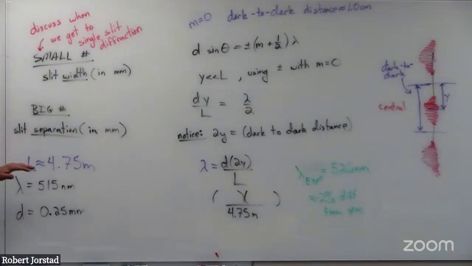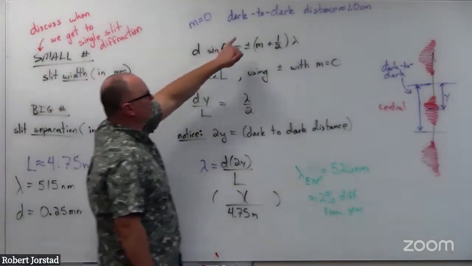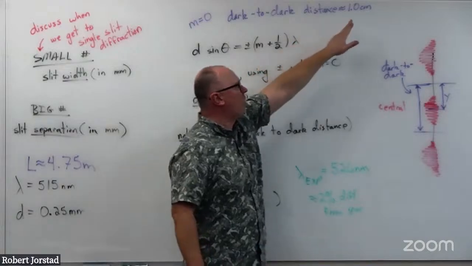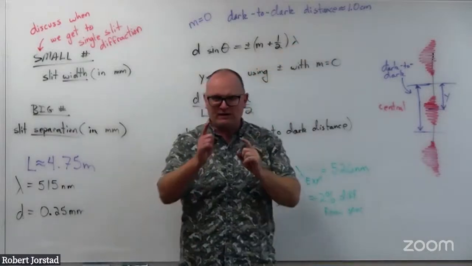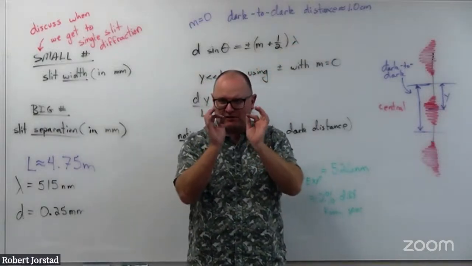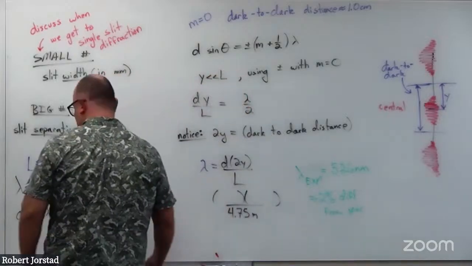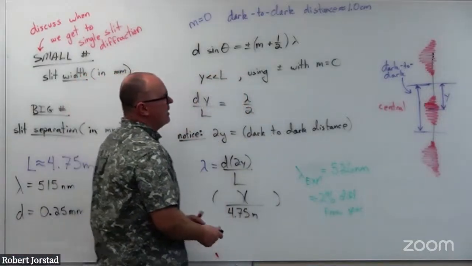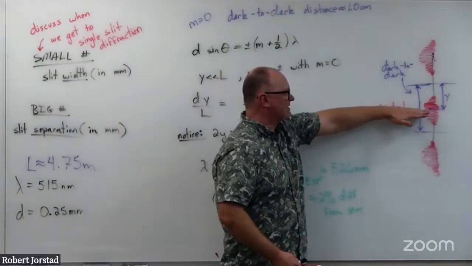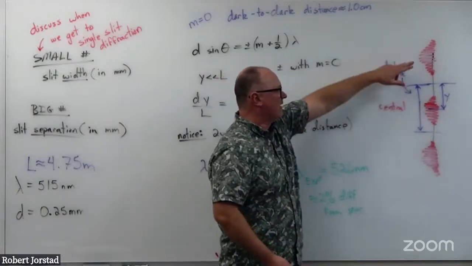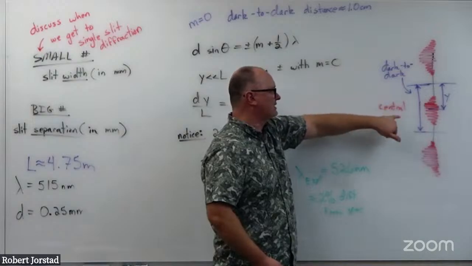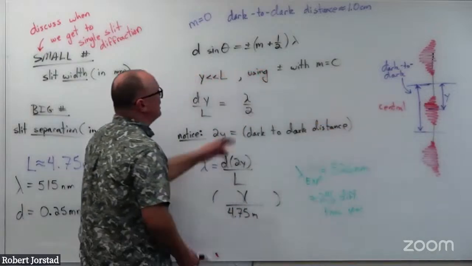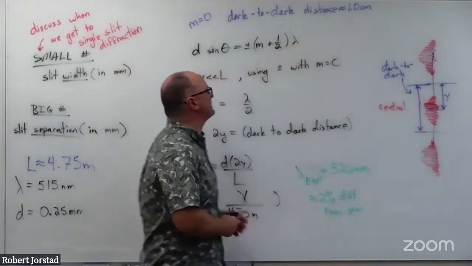Okay, what did we find here? We said that the dark to dark distance was 1.0 centimeters. It was 1 centimeter between adjacent dark fringes. So if I have my markers, here they are. We saw there was the central max, and then there was a bunch of fringes, and the dark to dark distance we found was 1.0 centimeters.